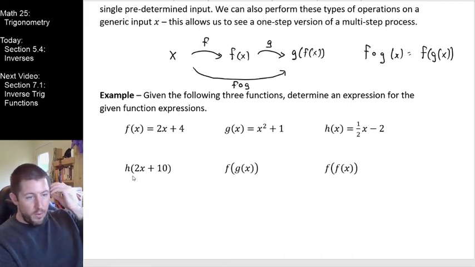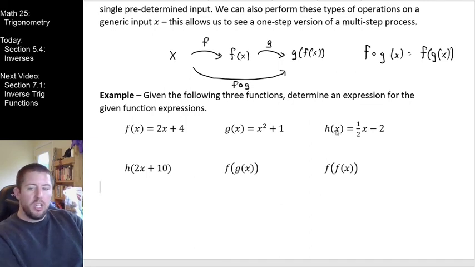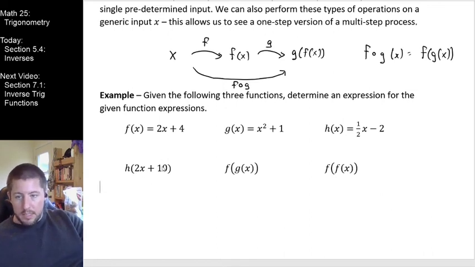So the first one that we want to look at here, I want to use 2x plus 10 as my input into the h machine. The h machine says whatever you plug in, x, we're going to multiply it by 1/2 and we're going to subtract 2 from it. So I'm going to exactly follow the instructions that h says. h is a set of instructions. x is just a placeholder for the input. Instead of using x, I'm actually going to use 2x plus 10, right?